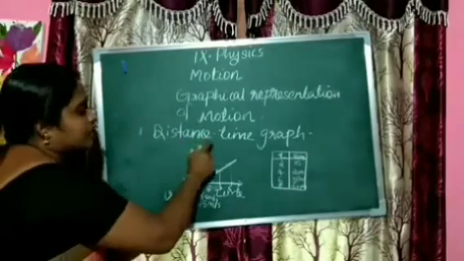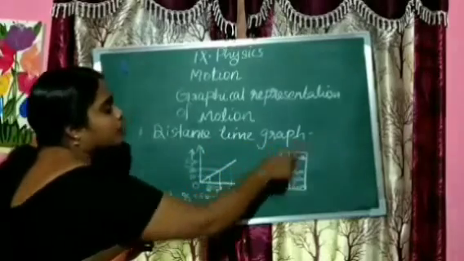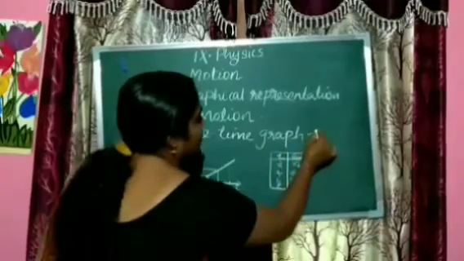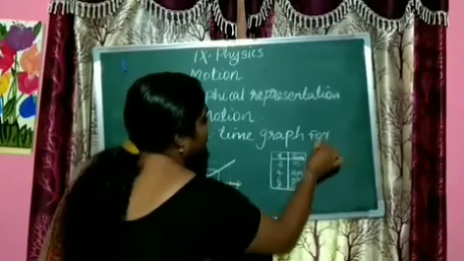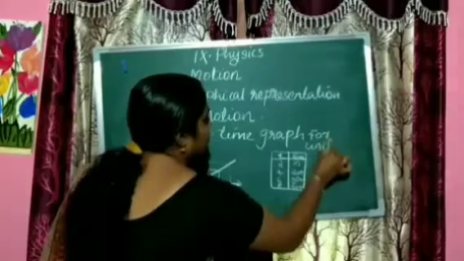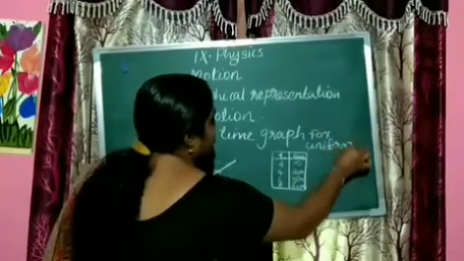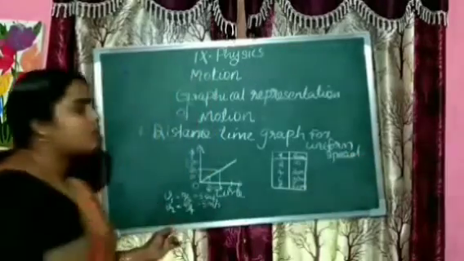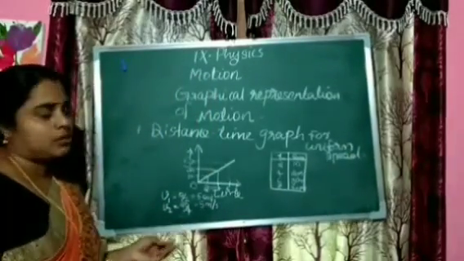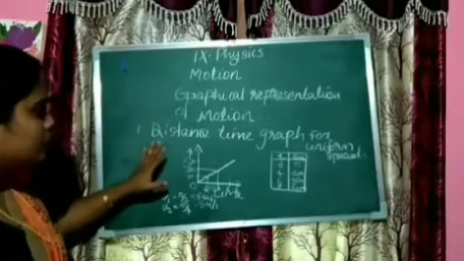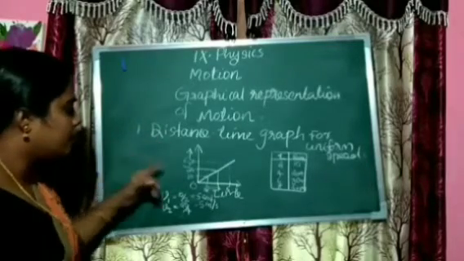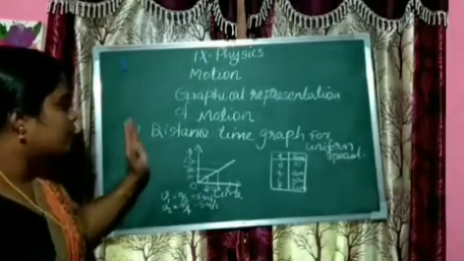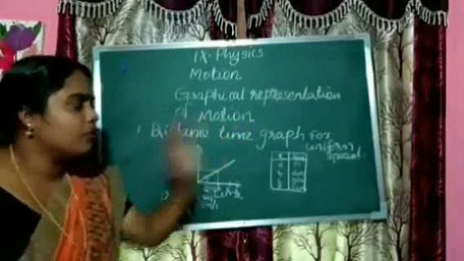So now we have discussed the distance time graph for uniform motion. Distance time graph for what motion? Uniform speed. Uniform motion means uniform speed. This is the distance time graph for uniform speed. The distance time graph is a graph between distance and time.